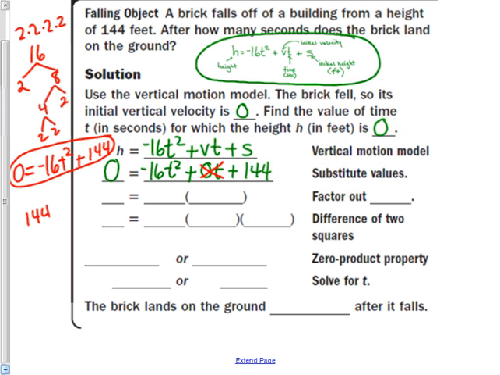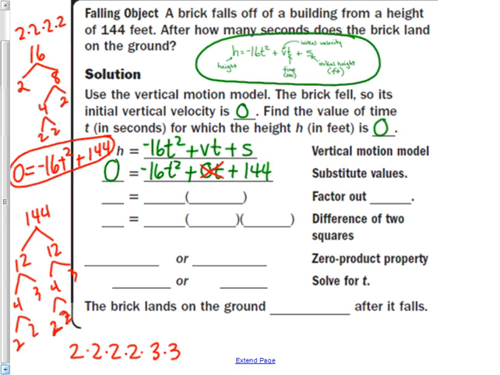144 can be broken into 12 times 12. And 12 times 12 can be broken into 4 times 3. And the 4s can be broken into 2 times 2. So the prime factorization of 144 would be 2 times 2 times 2 times 2 times 3 times 3, or 2 to the 4th power times 3 squared.